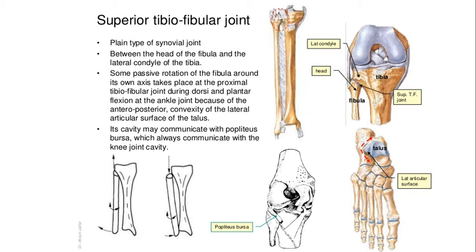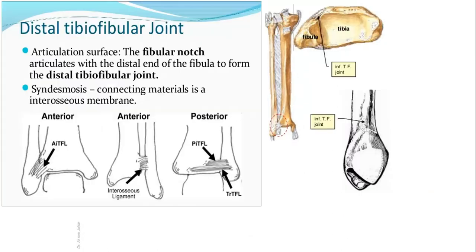Okay, so now we know about the superior tibiofibular joint. Now is the distal tibiofibular joint. Here we see the lower end of the tibia and the lower end of the fibula, and they are making a joint here. What kind of joint is this? It is a fibrous type of joint.